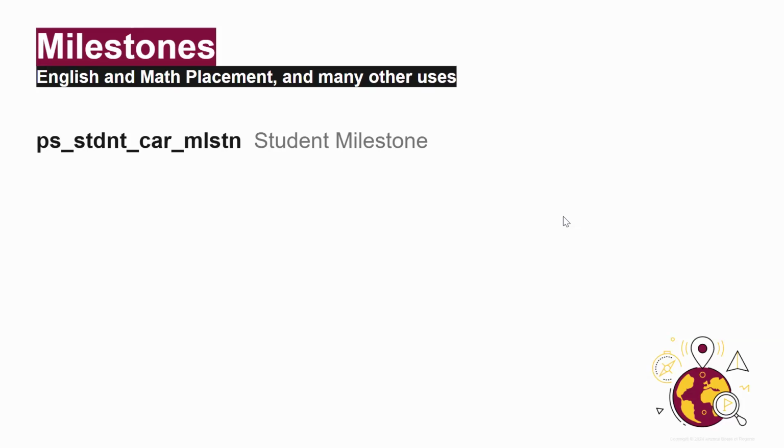Milestones, I'm not going to talk a lot about, but this is also when we process and post milestones. For incoming undergraduates, most of them get an English and a math placement milestone, and those are used for enrollment requirements that control which composition courses and which math classes they can register for. Some academic programs use them for a lot of other things that I'm not going to talk about today. They're all stored in that table.